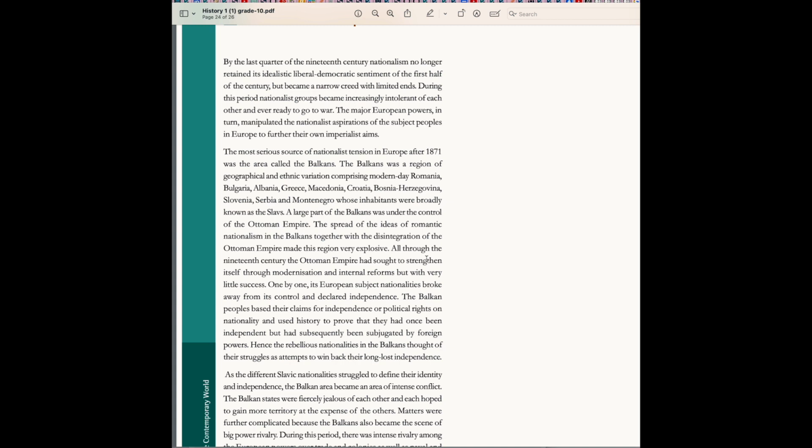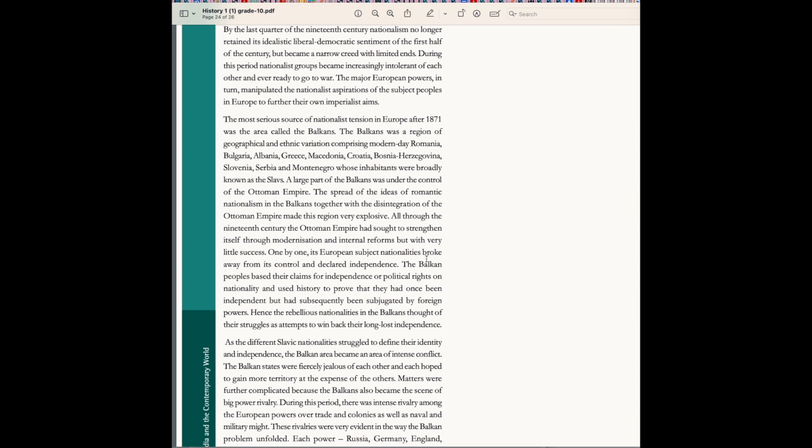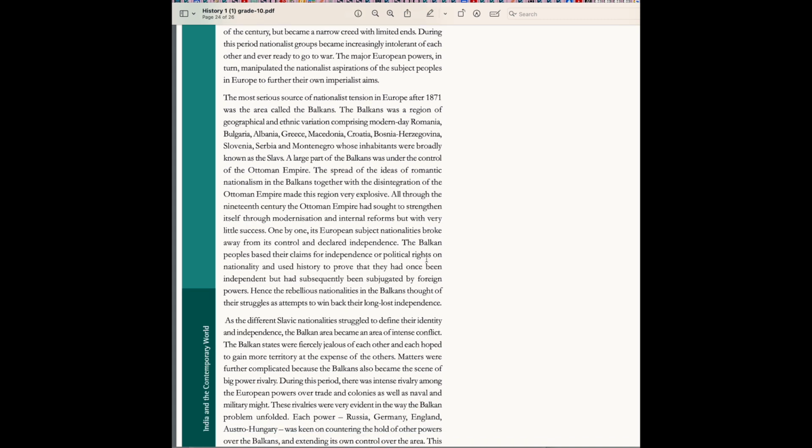The Balkan peoples based their claims for independence or political rights on nationality and used history to prove that they had once been independent but had subsequently been subjugated by foreign powers. Hence, the rebellious nationalities in the Balkans thought of their struggles as attempts to win back their long lost independence.